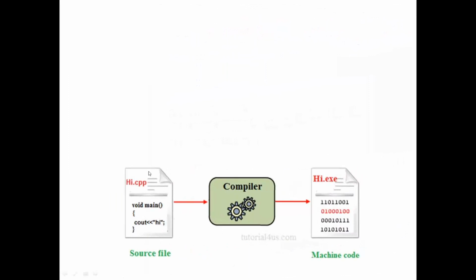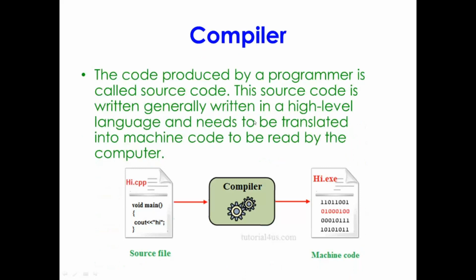Look at the picture here. You write the program. This is a small program that is in C++ language, and this is a compiler, and when it's converted, it is converted into machine code. So this is what exactly a compiler does. The code produced by programmer is called source code, and this source code is written generally in high-level language, and it needs to be translated into machine code so that computer can read, computer can execute, computer can run it.